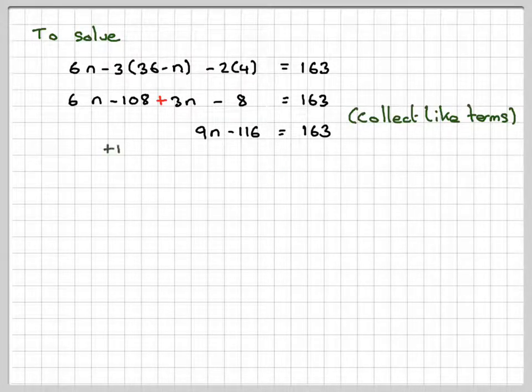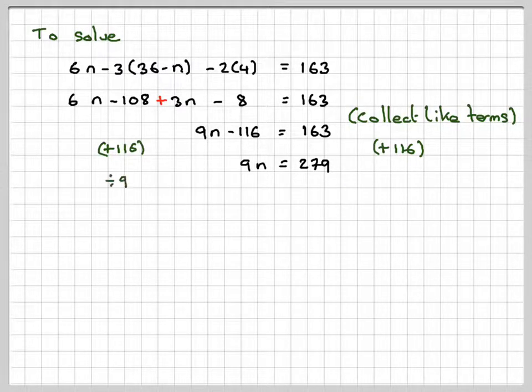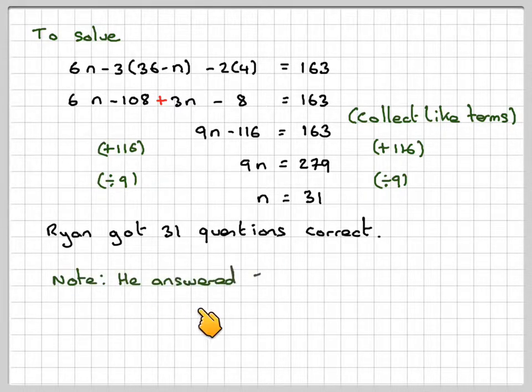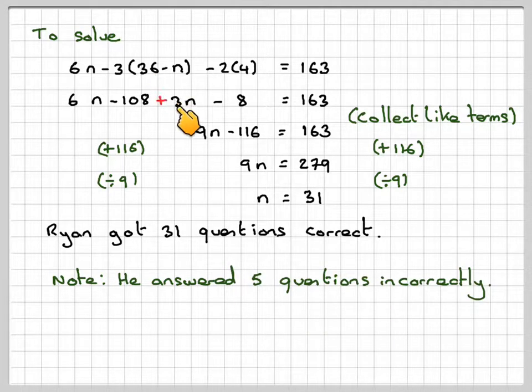So if we now add 116 to both sides, we're going to get 9n is equal to 163 plus 116, which gives me 279. Dividing both sides by 9, we're going to get that n is equal to 31. Therefore, Ryan got 31 questions correct. Note, he answered 5 questions incorrectly. We get that 5 from doing 36 minus 31. So the correct answer is that Ryan got 31 questions correct.